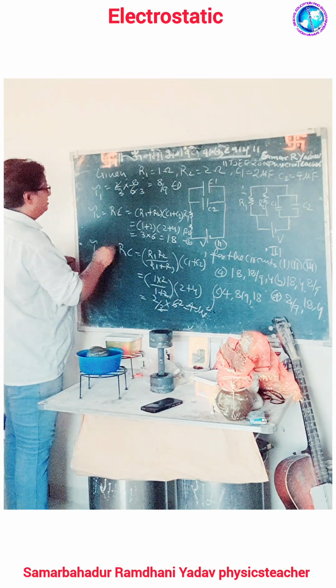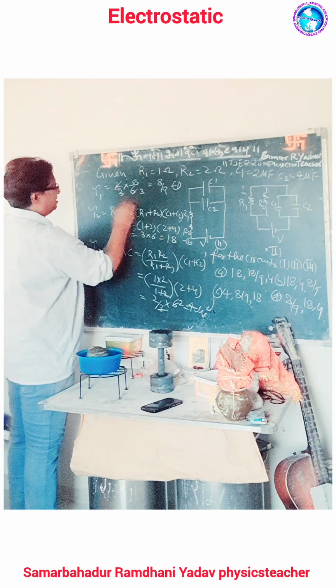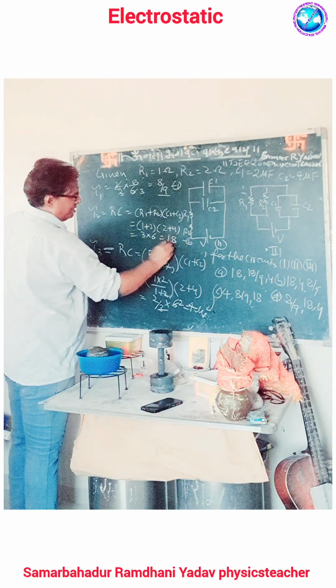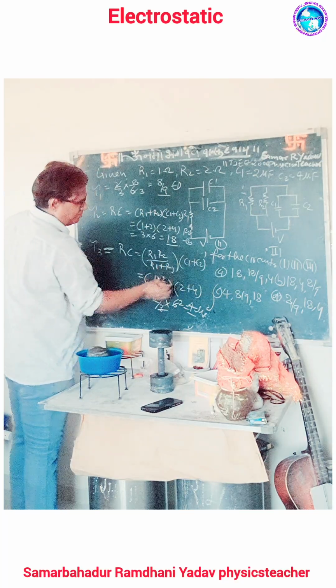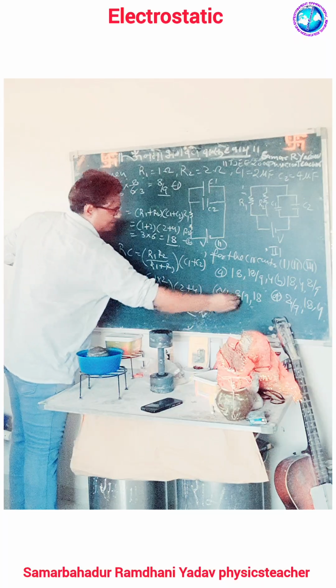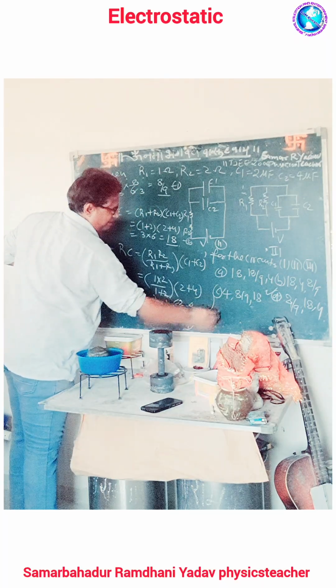So from the options, you can see 8 upon 9, then 18 and 4. So option D is 8 upon 9, 18 and 4. The correct option of this multiple choice question is D. So you can write here D.